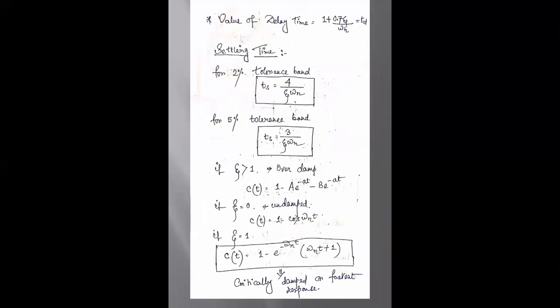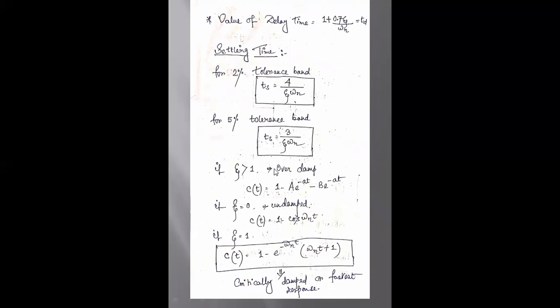The value of the delay time td is 1 plus 0.7 zeta by omega n. And the value of the settling time for 2% tolerance band is ts equal to 4 by zeta omega n, and for 5% tolerance band, ts equal to 3 by zeta omega n.